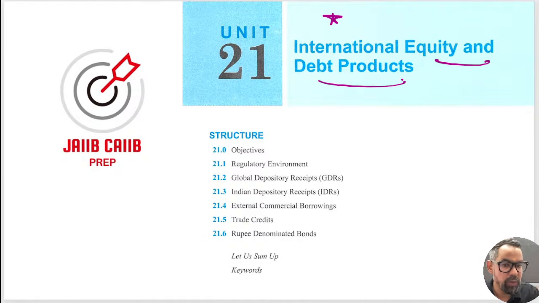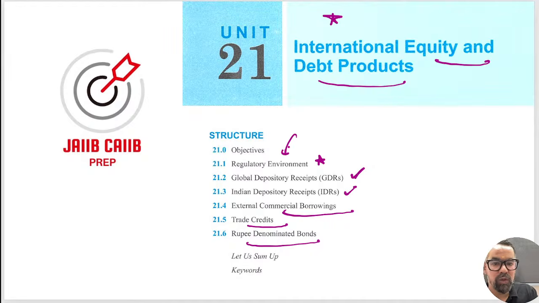So international equity and debt products, where we have the regulatory environment, GDR, IDR, ECB, and we have trade credits and rupee denominated bonds. So from this unit, see, the regulatory environment we have also read in our module A, GDR, IDR also part of module A, ECB module A only, trade credits module A only, rupee denominated bonds module A only. So see from this particular unit the entire things which are generally part of this.